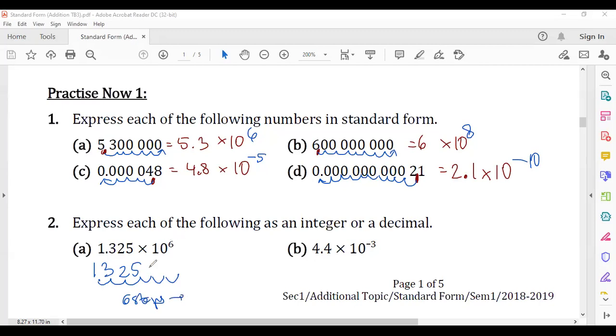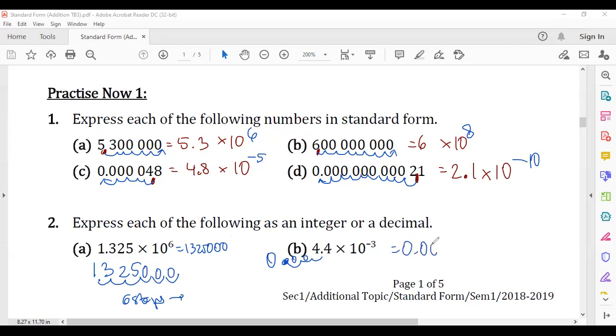6 steps right. So 1, 3, 2, 5. How many zeros do we have? Put the eggs in 3 places. 1, 2, 3, right? And then negative. 1, 2, 3. Okay, the point is here, the eggs are put here, definitely in front, 1, 2.